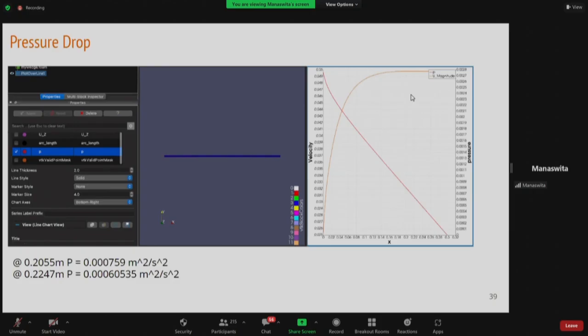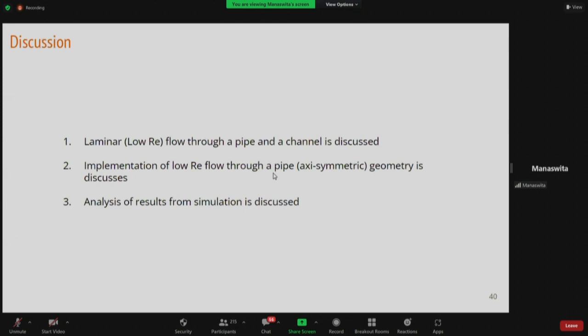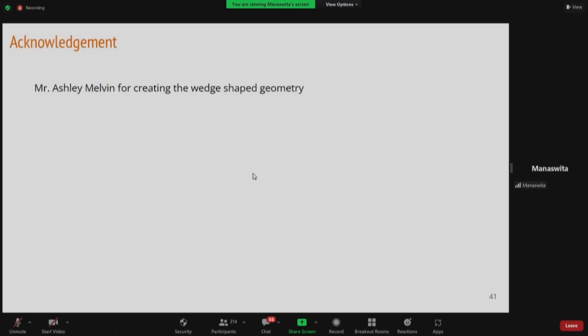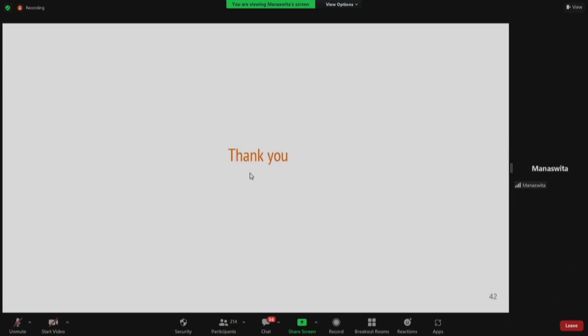And with that, I come to the end. I think my time is also up. Discussion: low Re flow through a pipe and channel is discussed. Implementation of low Re flow through a pipe in OpenFOAM is discussed, and analysis of results from the simulation. How do we analyze the result? That has been discussed. And I acknowledge Mr. Ashley Melvin for creating the wedge-shaped geometry. He was part of FOSSEE. And I thank all of you.